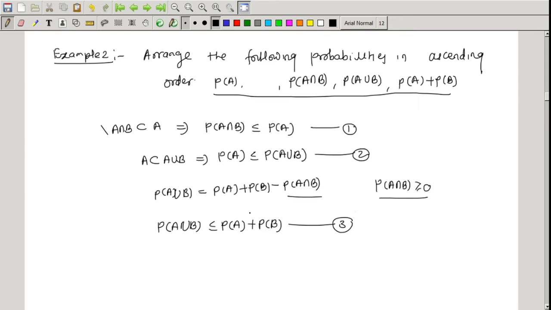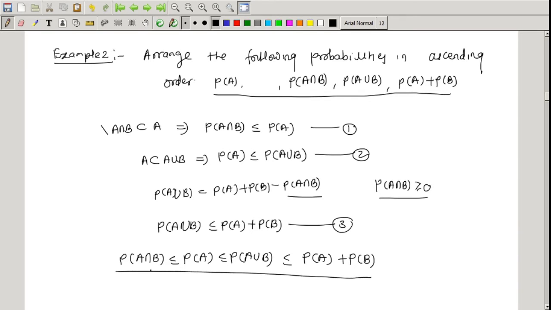So by combining equation 1 and 3, if I start from here, I will get probability of A intersection B is less than or equal to probability of A. Then by equation 2, which is less than or equal to probability of A union B, and which is less than or equal to probability of A plus probability of B. So in this way we arrange these probabilities in ascending order.